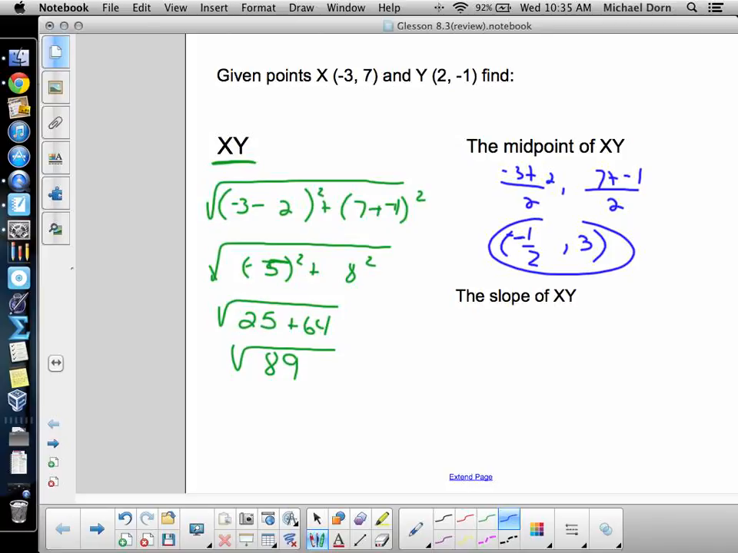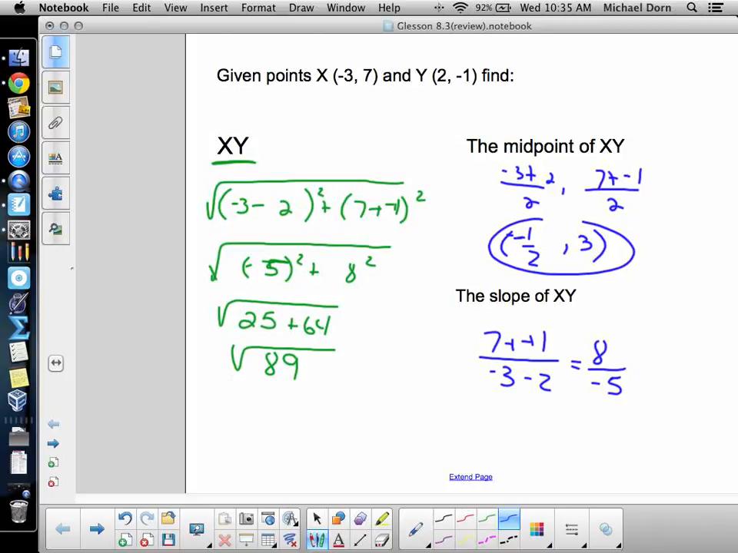Find the slope of XY, change in y over change in x. So 7 minus -1 over -3 minus 2. 8 over -5. Have you noticed, by the way, when we do slope, we get pretty much the same numbers that we get there? It's no coincidence. We're doing the same math. Yeah. Did you do it backwards? Did I do the what? Y's on top? Isn't it -1?